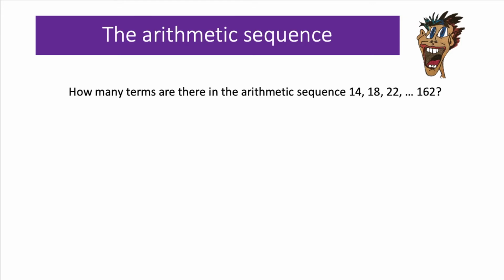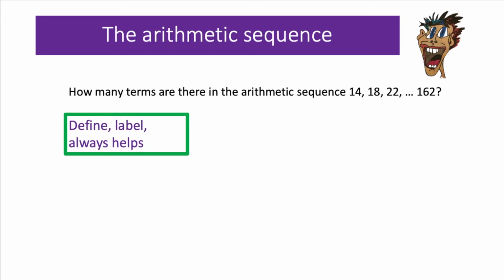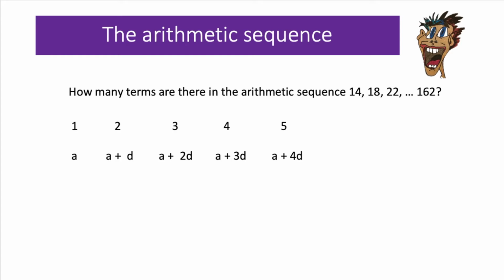In order to answer this question, it's always good to have a label and define what we mean by an arithmetic sequence. Remember what we have. An arithmetic sequence is one that has a common difference and a starting value a. And it's always got the same common difference. So the first term is a, and the second is a plus that difference. The third term is a plus 2 lots of that difference. The fourth is a plus 3 lots of that difference. And the fifth is a plus 4 lots of that difference.